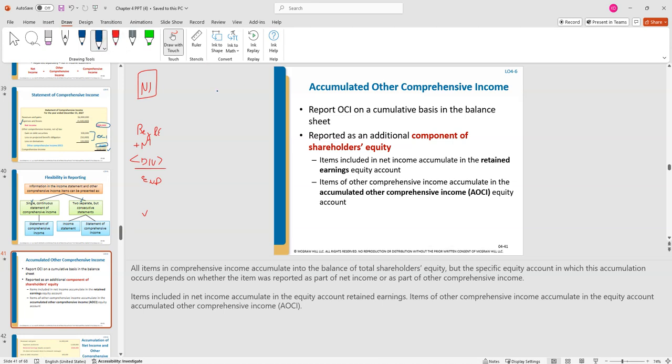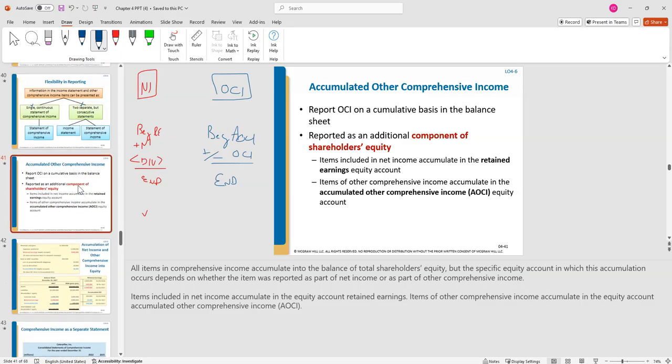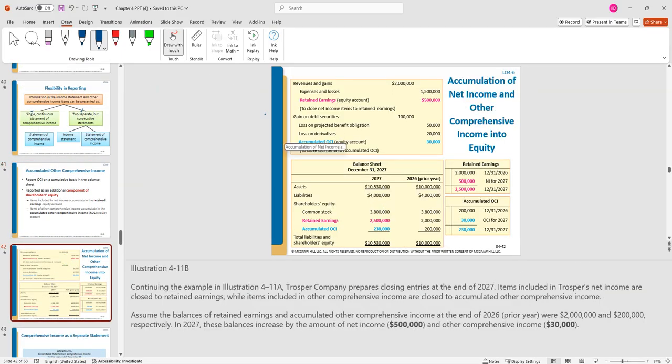We have a second kind of piggy bank for our OCI, right? We'll have our beginning accumulated other comprehensive income. We'll add or subtract to that our OCI for the period, and that will get us our ending AOCI. It's a balance sheet account under the equity section, right? So that's kind of what this is showing, right?